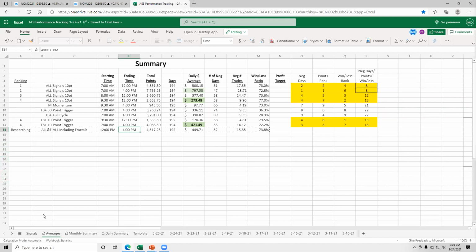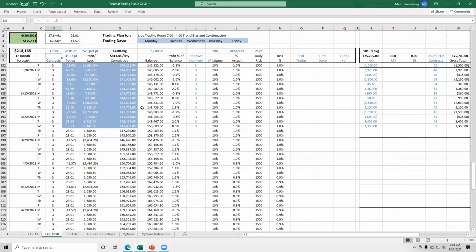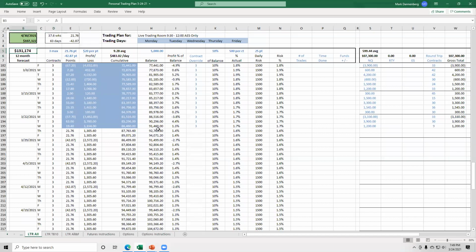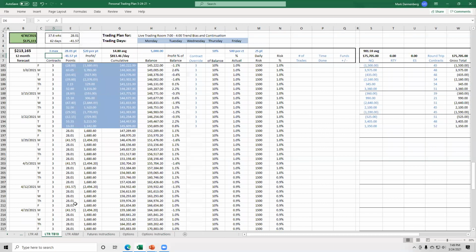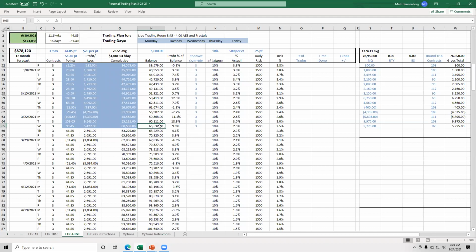David's asking, what's your balance right now? You can see on the personal trading plan, David, depending on the category. So the 9:30 to noon category, the balance is right here in the balance column. As of today, it's just under 91,400. In the trend bias continuation, it's about 150,000, and then we're about 65,000. And these are all taking into account commissions and fees too. So what you see in column E and F are the net numbers. The net dollar amount in column F, and then the net, we just make it into a point amount. So that's why they're not exactly quarter increments based on NQ.